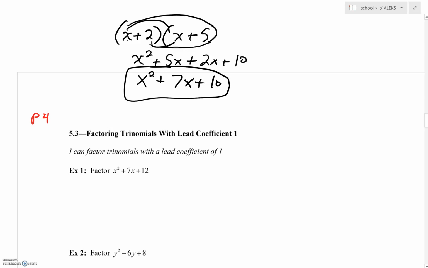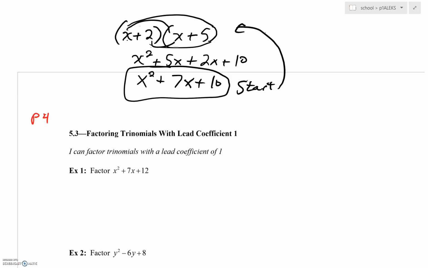What we're doing today is we're going to work backwards. We're going to say, what if you started here and you want to go backwards? You want to go back to two binomials to see what two expressions would multiply together to get you x squared plus 7x plus 10. At first, that probably seems very, very difficult. But we have a nice way to help you.